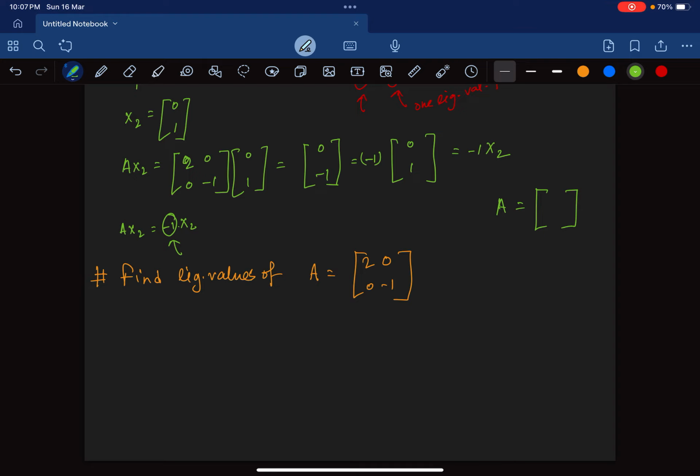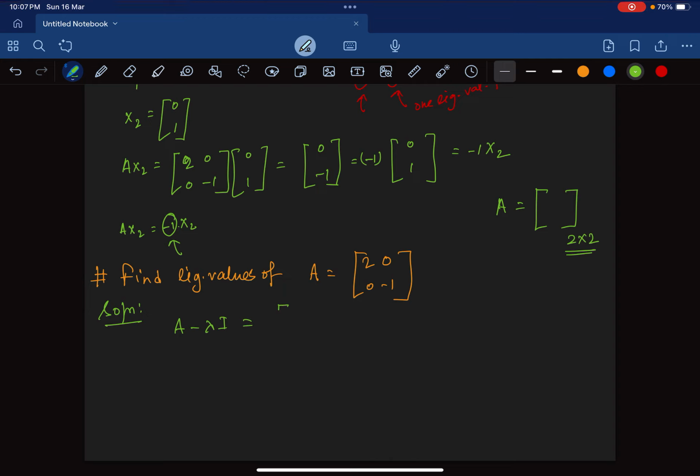Suppose a matrix A is a 2 cross 2 matrix. The order is 2 cross 2, so it should have 2 eigenvalues. If it is a 3 cross 3 matrix, there will be 3 eigenvalues. For 4 cross 4, 4 eigenvalues will be there. Now see this question.